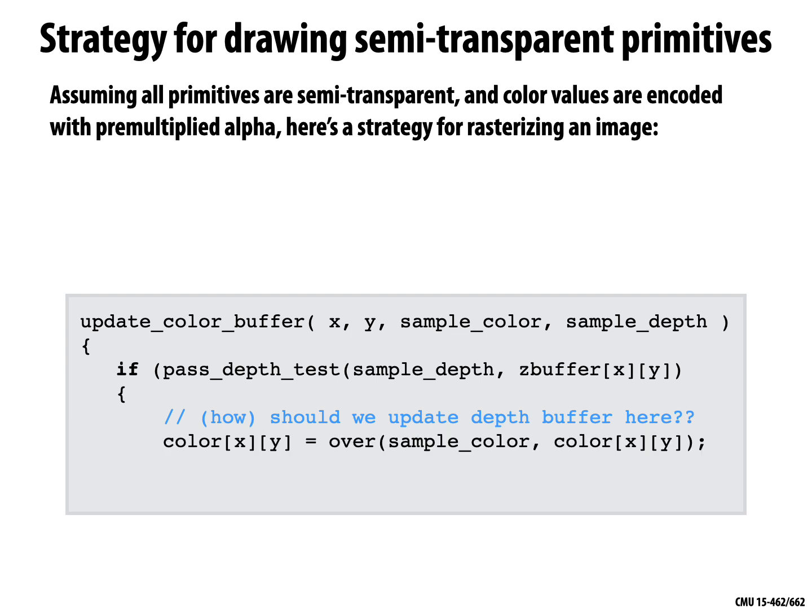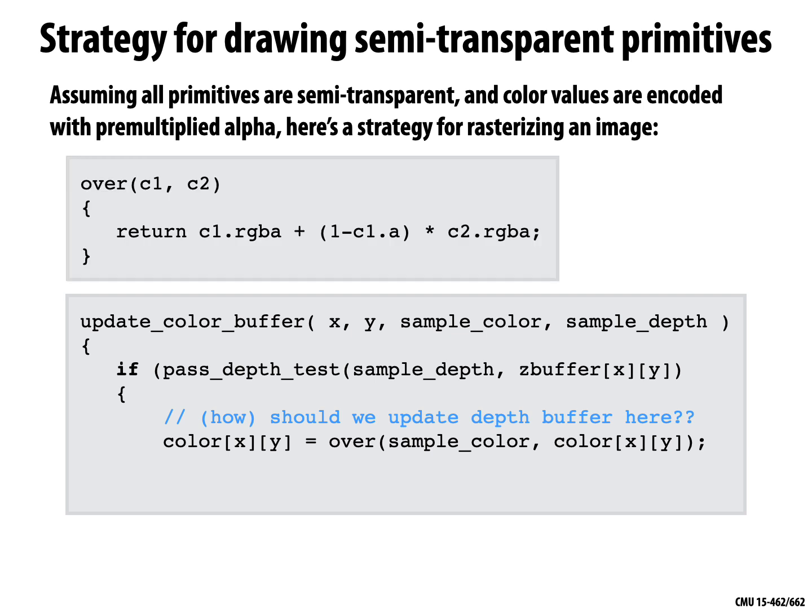We already know how to update color. We can just use our over operation that we just talked about with the premultiplied alpha. That's no problem. But what about depth? If I draw a semi-transparent triangle, should I change the depth value? Is that the closest thing I've seen now? Can't I still see triangles that I've already drawn through that triangle, and shouldn't I care about their depth? How am I going to deal with occlusion there?